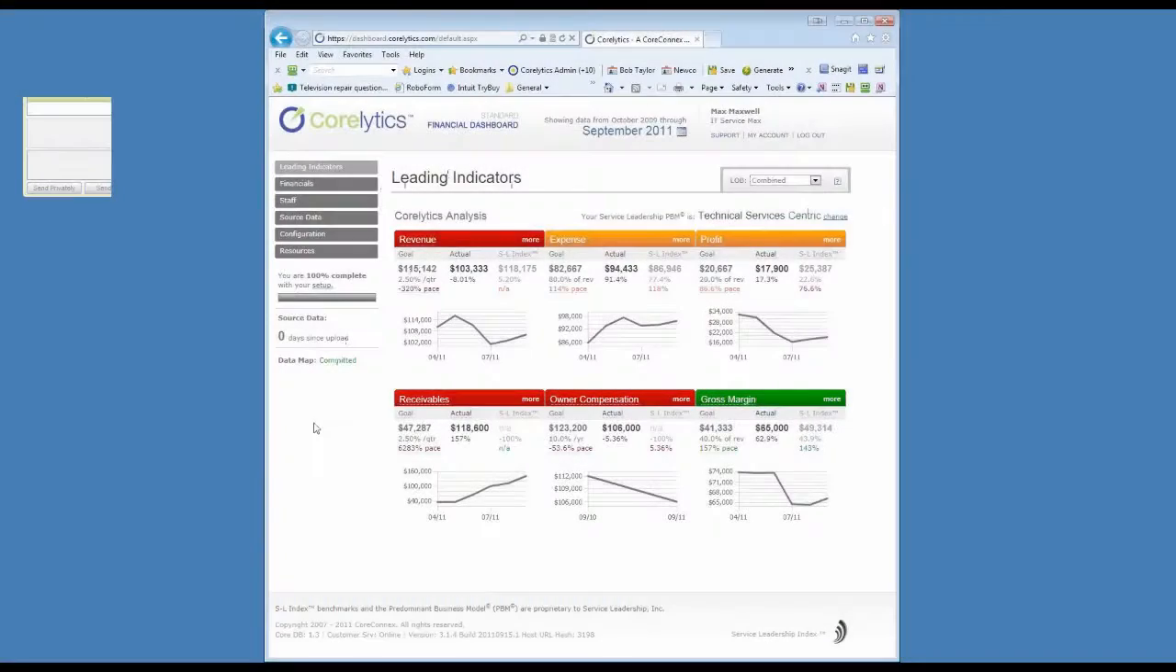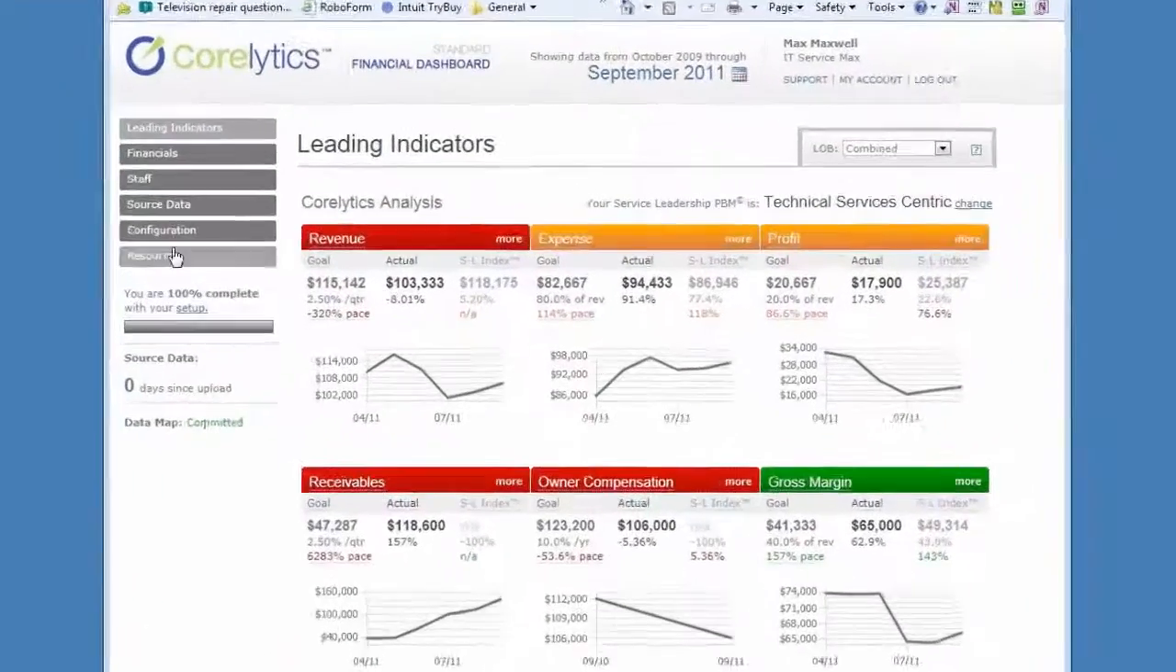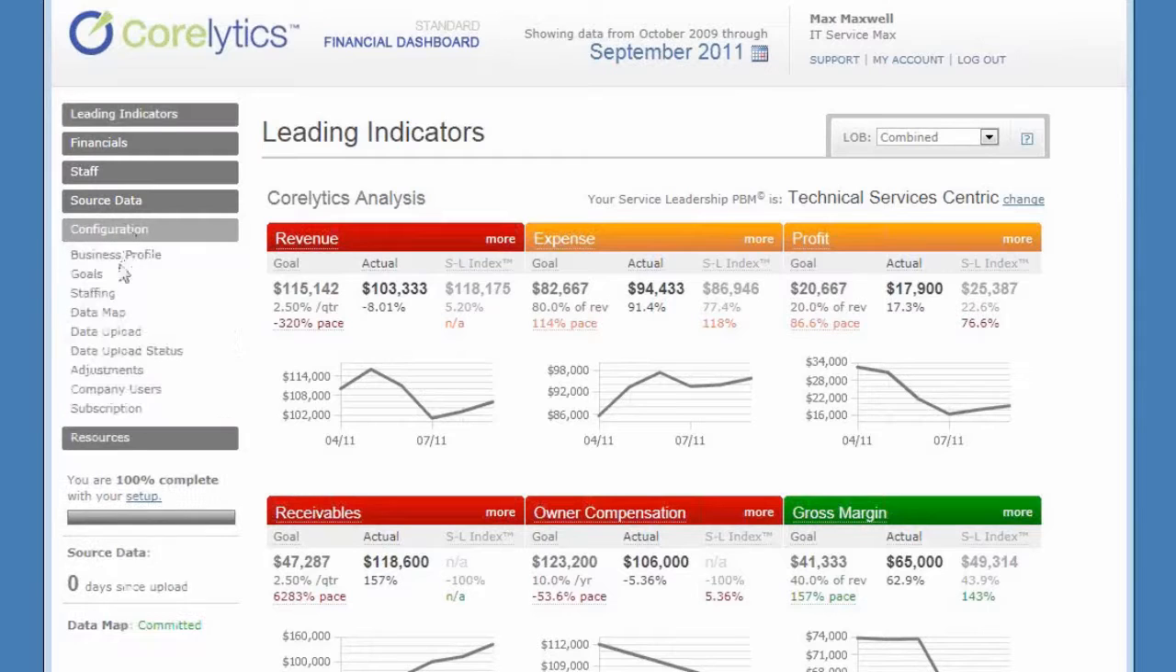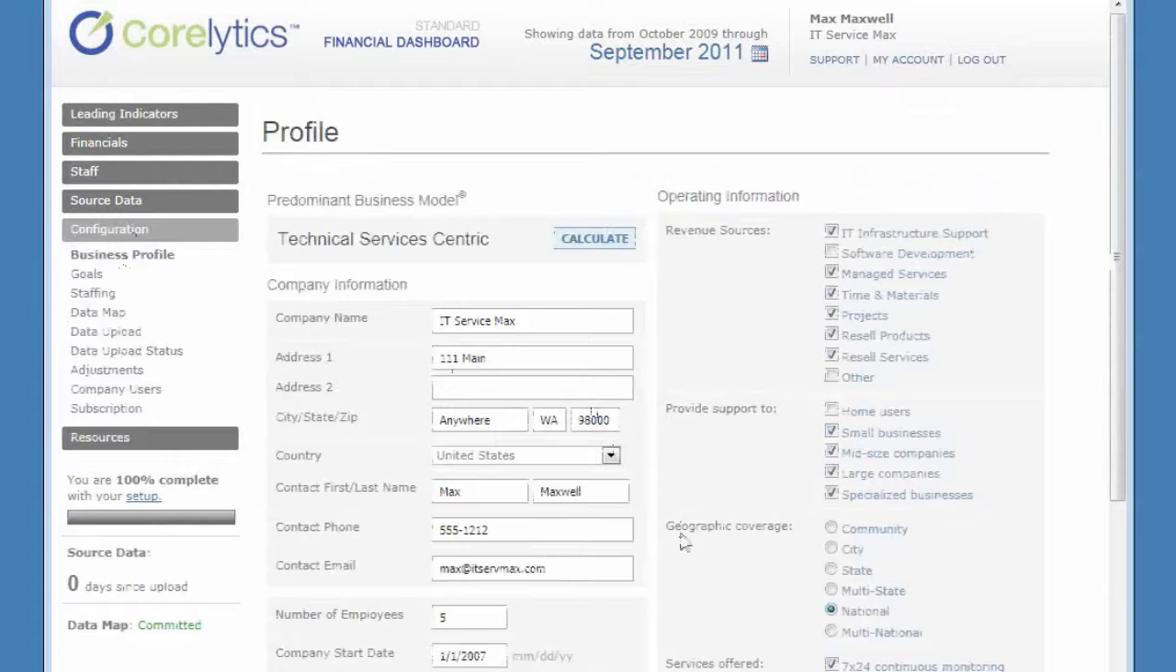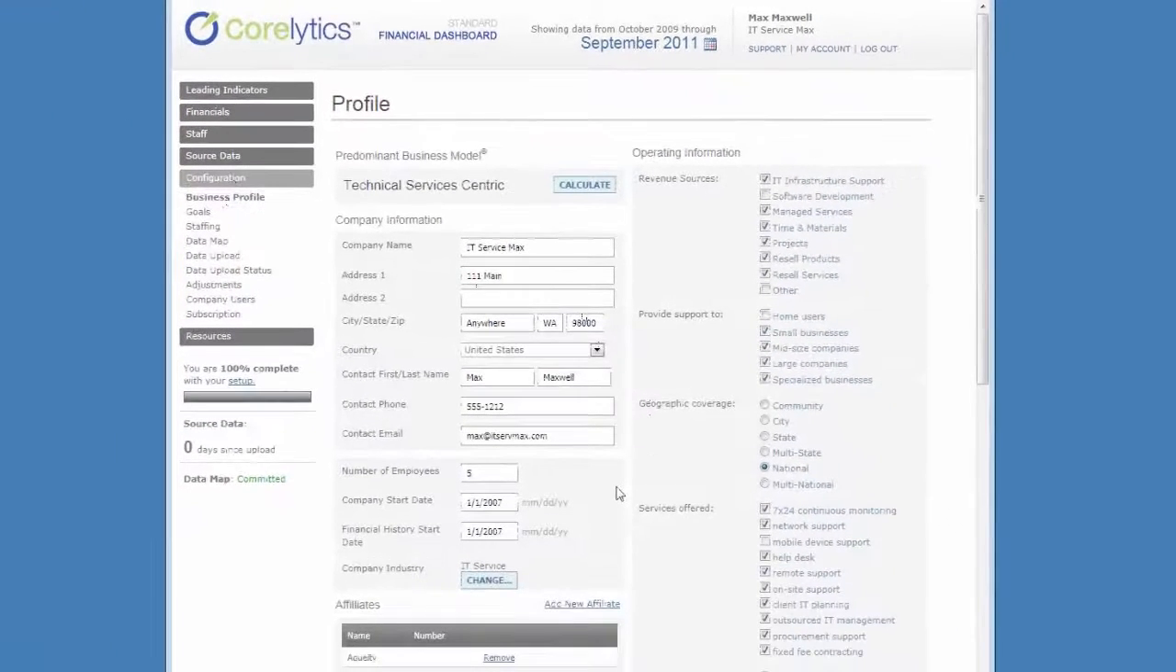So there's some setup things that we need to do when you first get started with Corelytics. One of the things John mentioned is there is a business profile. Please take a couple of minutes to go through here and mark the relevant pieces of information. This helps us when we're updating benchmarks for all companies, just to give us a general idea of what kind of services you provide and how big an organization.